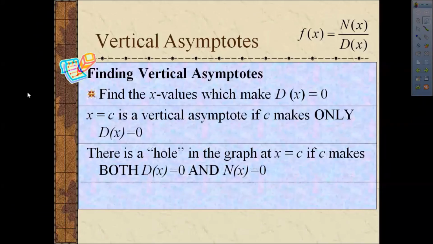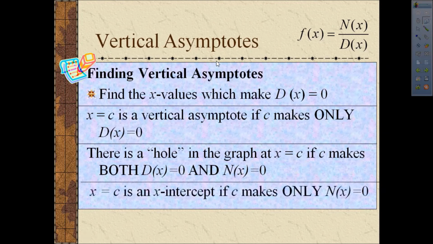Now you might be asking yourself, what if there's an x value that makes only the numerator equal 0? Is that somehow important? Well, yes. An x value that makes only the numerator 0 will be an x-intercept of the function, or a 0 of that function.